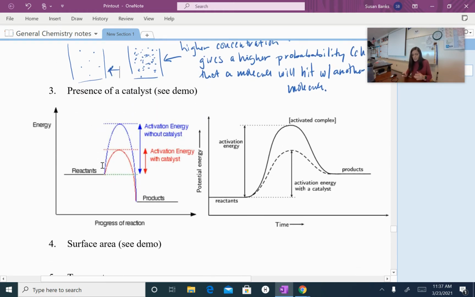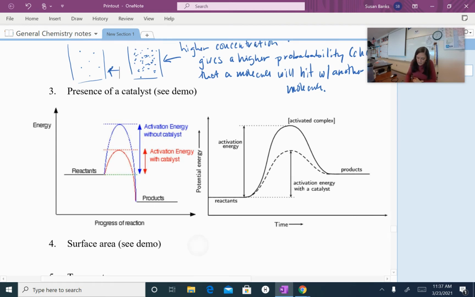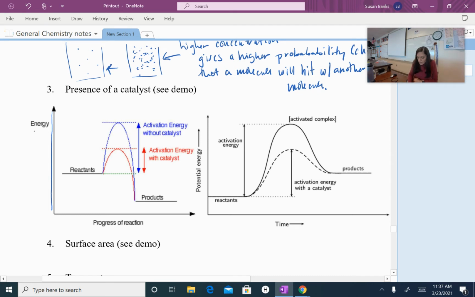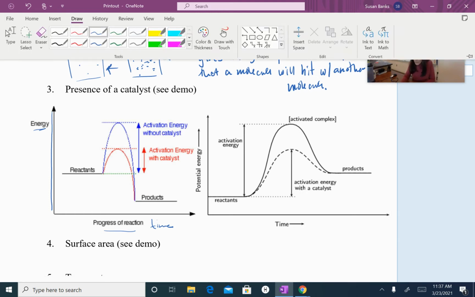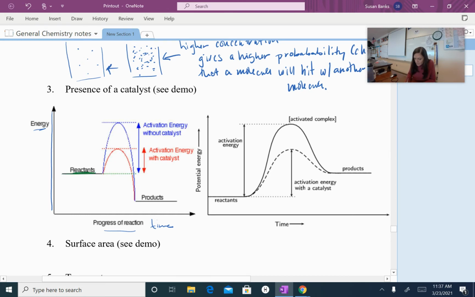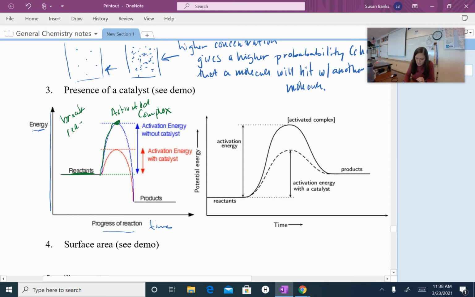The next thing that helps us actually have a good reaction is having a catalyst. Now, if I look at these energy diagrams, I have energy on my y-axis, and on my x-axis, this is actually time. It's the progress of a reaction. In a normal reaction, I start out here with my reactants, and I have to put in this much energy. This is what we call the activated complex. And this energy that I have to put in here is the energy I need to break reactant bonds and start forming product bonds.